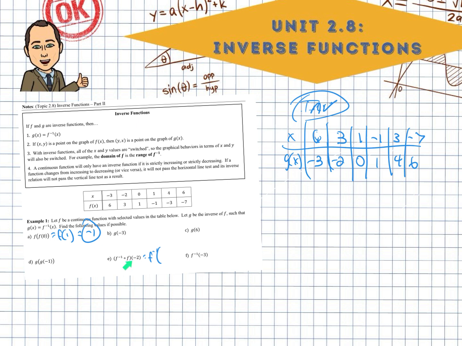So my function value here at -2, well, my input value is -2. It means I have an output of 3. Hopefully in my table, I have an inverse value of x equals 3, and I do. If I didn't, not a big deal. It'd be undefined or no solution. But my output value here then is -2.